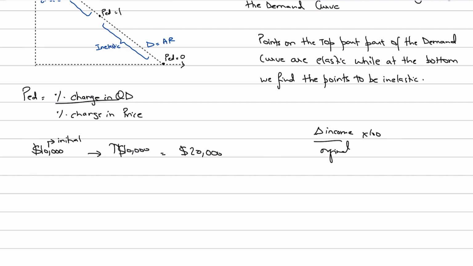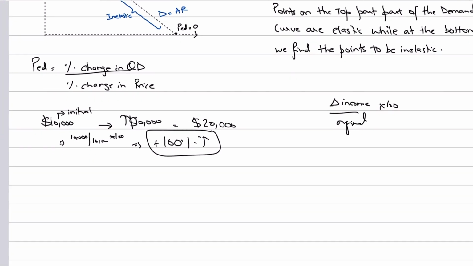So my initial income in this case is 10,000, while my change in income is also 10,000 as it's going up by 10,000. So 10,000 divided by 10,000 times 100 would give me how much? It would give me a 100% rise. So the percentage change in income is basically 100%, plus 100%, showing that my income is going up by 100%, right?